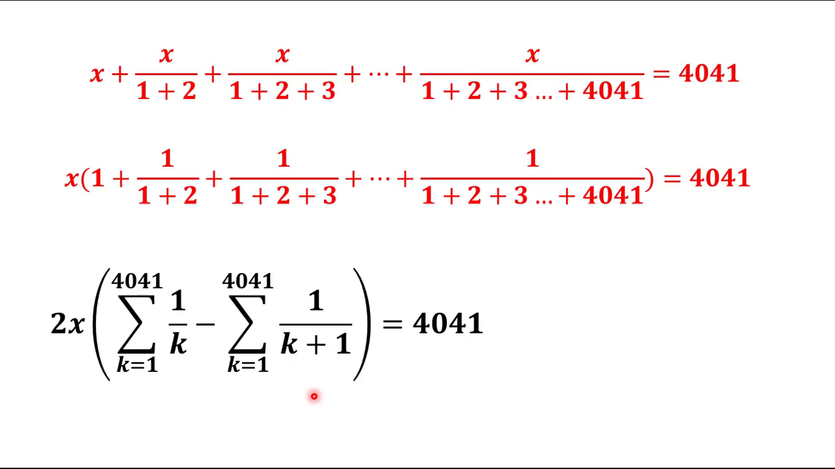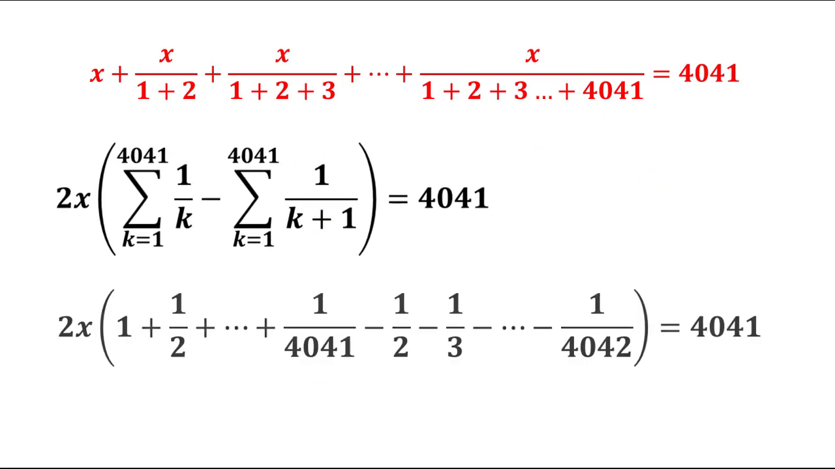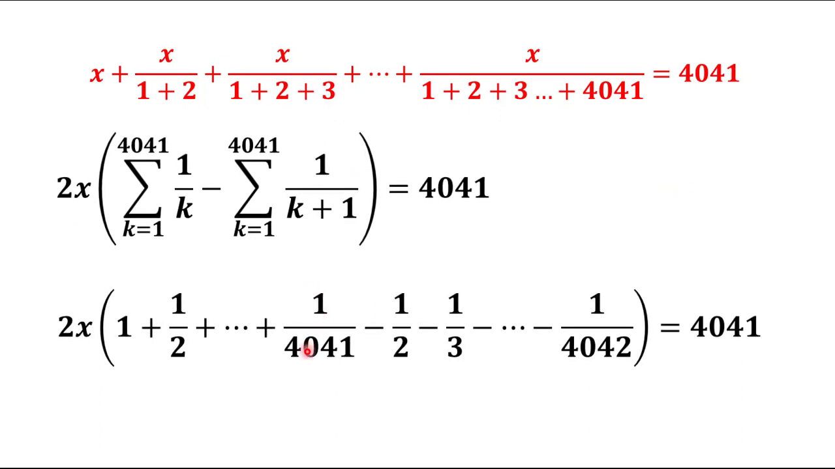So we're going to get 2 times x times 1 plus 1 over 2 plus 1 over 3 up to 1 over 4041 for the first sigma, and the second sigma equals 1 over 2 plus 1 over 3, and notice that the minus is between the two sigmas, and we're going to get minus 1 over 2 minus 1 over 3 up to minus 1 over 4042.